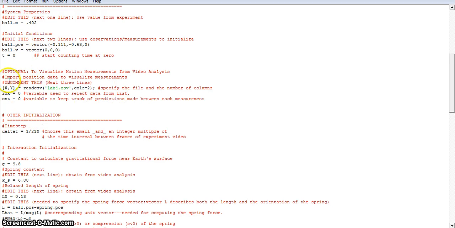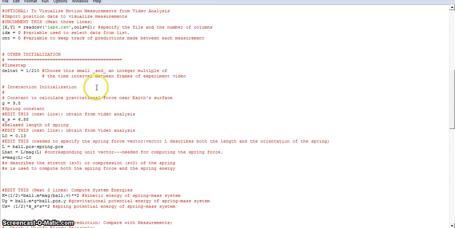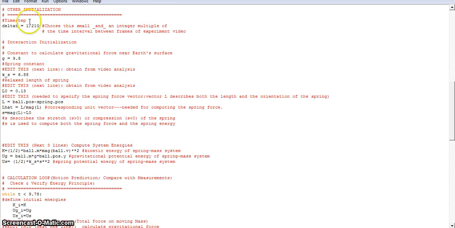Over here, this is just reading the data from the CSV file that has the position data from Tracker. Over here is my time step. And in this section, I input the constants that I just found. g we already know to be 9.8. ks we calculated, L naught we calculated. And over here, we find that L is the position of the ball minus the spring position. L hat gives us our direction. And s, if it's greater than 0, means the system is being stretched, and if it's less than 0, then it's being compressed.